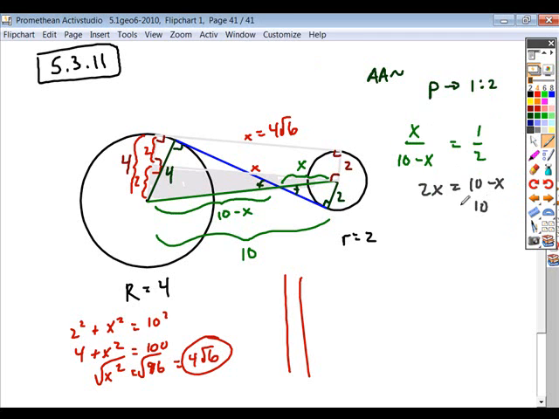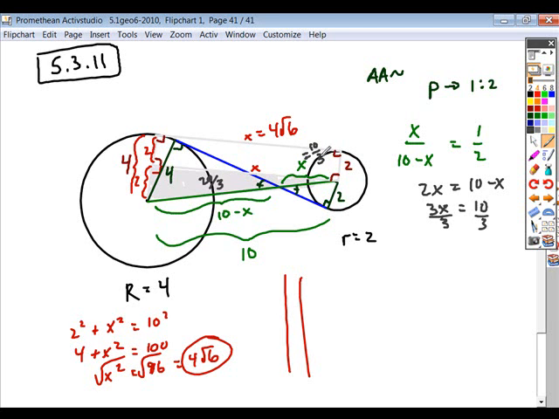Add x to both sides. Divide by 3. So we get this portion to be 10 thirds. And then this portion you can either think of as being double that, so it's going to be 20 thirds, or you can think of it as 10 minus 10 thirds, which will also be 20 thirds. It doesn't matter, either way is fine.